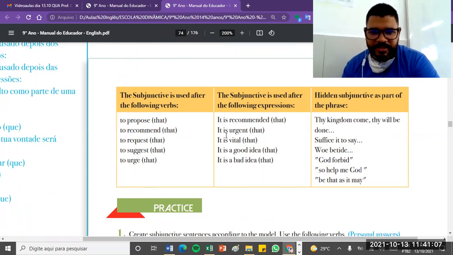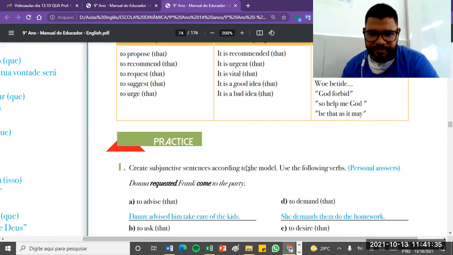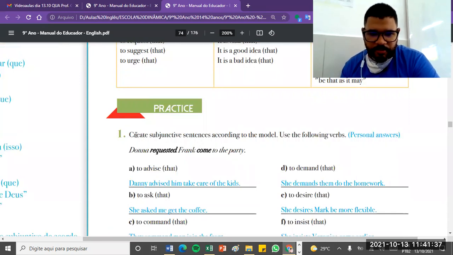It is recommended, it is urgent, it is vital. It is a good idea, it is a bad idea. Outras expressões, o subjuntivo faz parte da frase aqui, também oculto. Thy kingdom come, thy will be done. Suffice it to say, woe betide, God forbid, so help me God, be that as it may. Okay? Create subjunctive sentences according to the model.